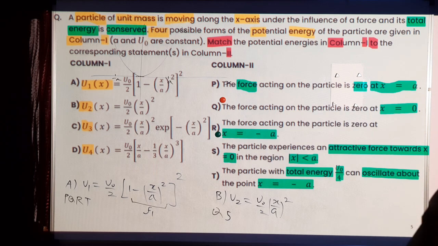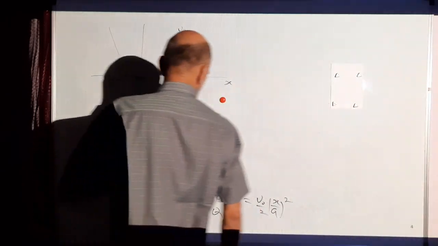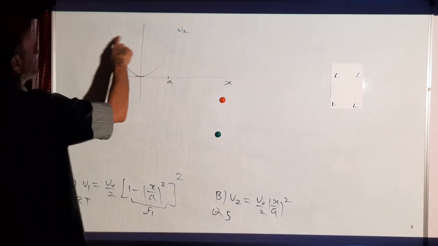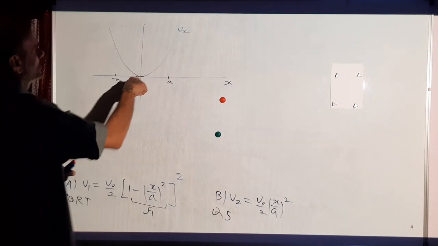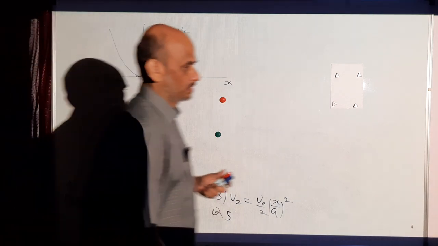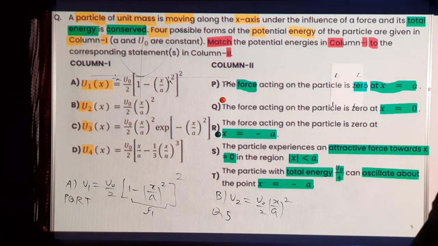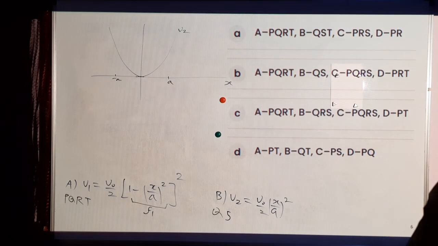The particle with energy U0 by 4 can oscillate about the point minus a. Energy U0 by 4 will be somewhere here. So it will oscillate about the point x equal to 0, not about minus a. So that is also not true. So only Q and S are true. Q and S, so it's option B.